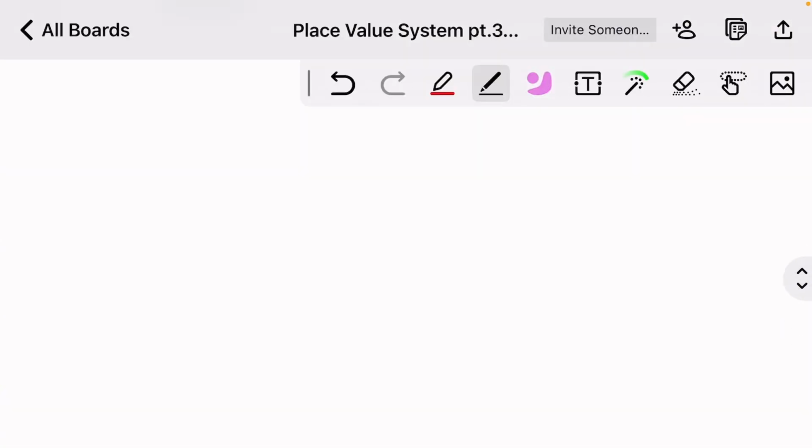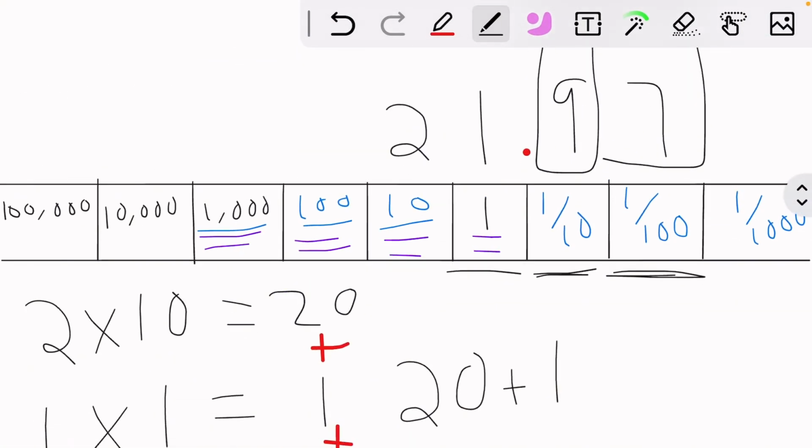Hold up, the thing is tweaking. But then we got the decimal point. So we got 20 plus 1. And remember what I said about the decimal point. It just means "and," or it means plus. So we do the same thing on this side that we did on this side.